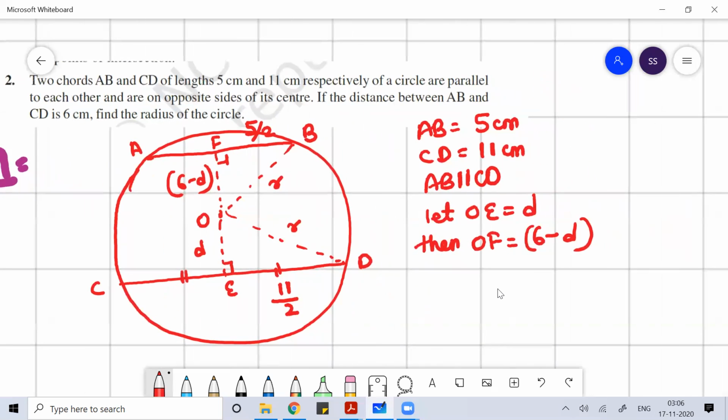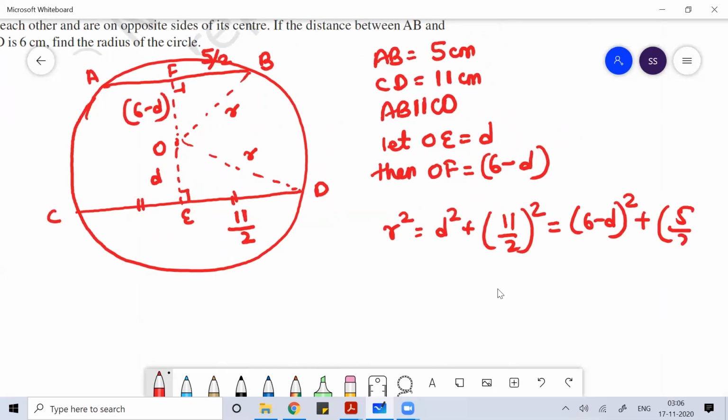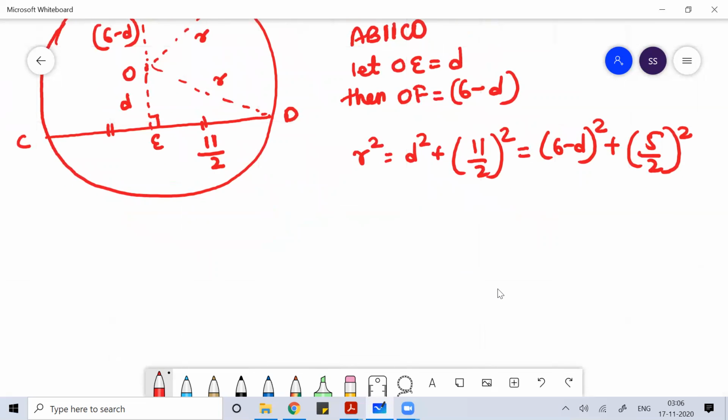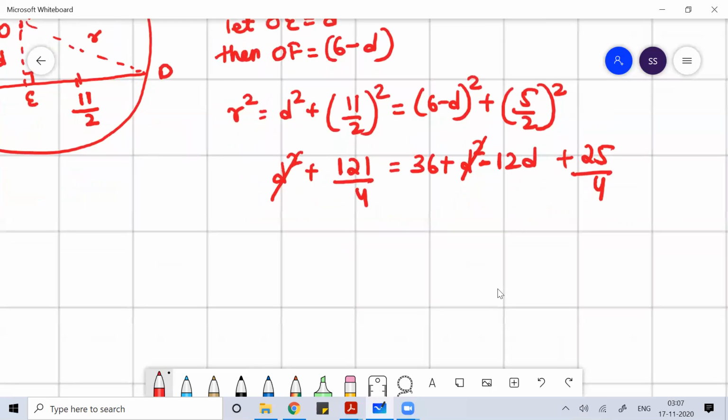So now if I equate the R, I can say R square is equal to D square plus 11 by 2 whole square. Then this is equal to 6 minus D whole square plus 5 by 2 whole square. Means D square plus 121 by 4 is equal to 36 plus D square minus 12D plus 25 by 4. So D square gets cancelled.